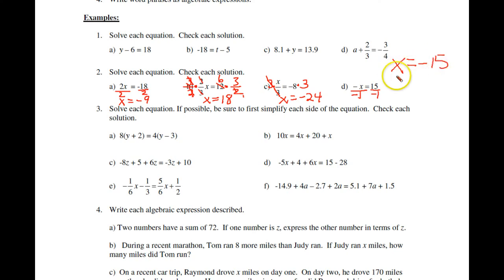Now there is a little shortcut here. If you see something like this, just change the signs. A negative becomes a positive, and the positive becomes a negative. But really, in the background, what you are doing is dividing each side by a negative 1. That's the shortcut.